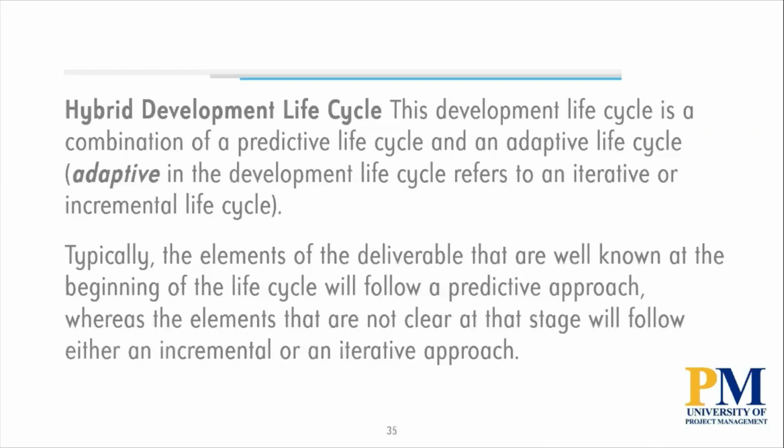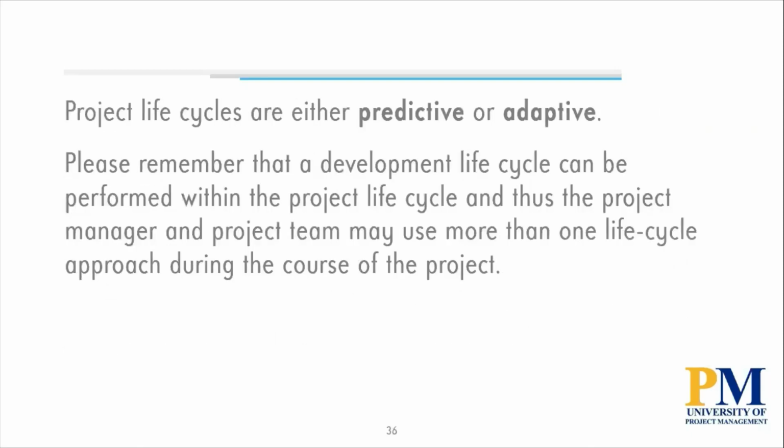A hybrid development life cycle is a combination of waterfall and agile. Typically, the elements of deliverables that are well known can be done with waterfall. Execution is often using more agile methods. So project life cycles are either predictive or adaptive.